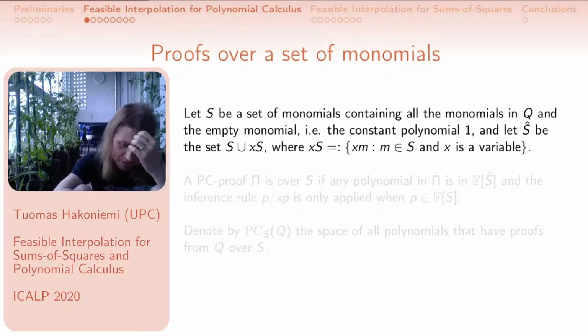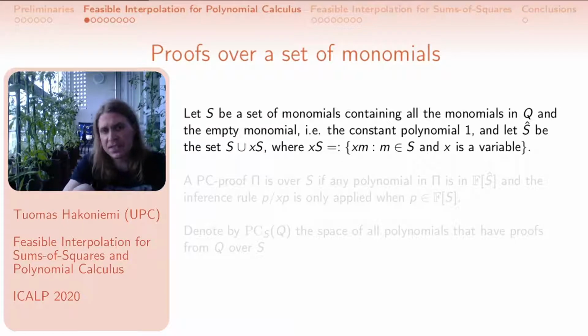And why is this? It is because the set of all polynomials provable over some set of monomials has a particularly nice structure. Namely, it's a linear subspace of the space of all polynomials. And this nice structure gives us more tools to develop these semantic characterizations for the set of proofs.